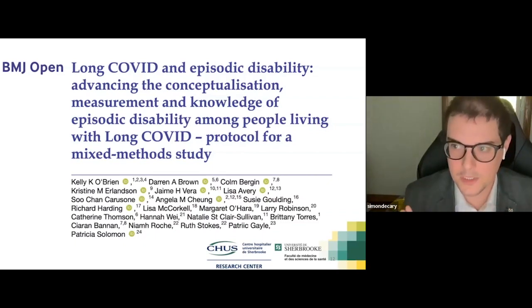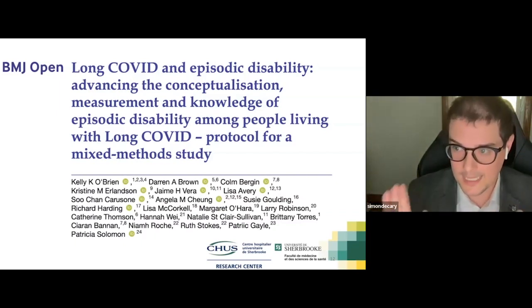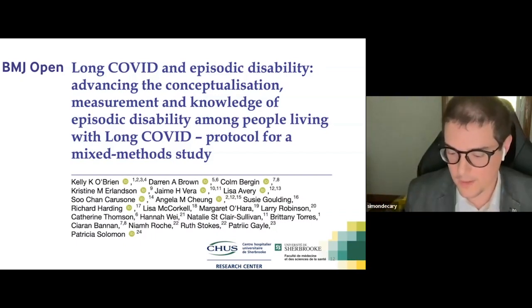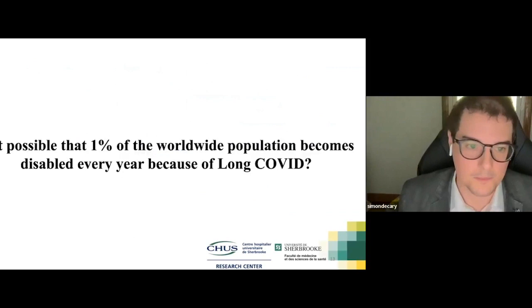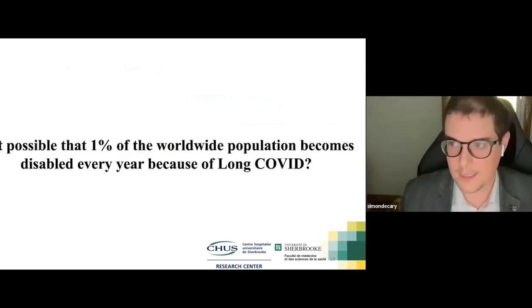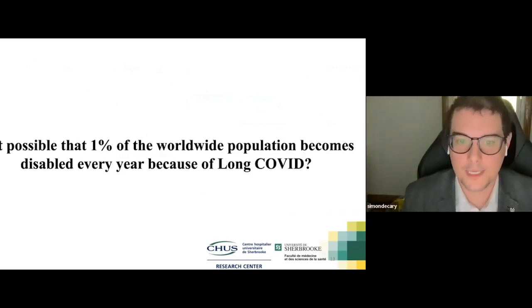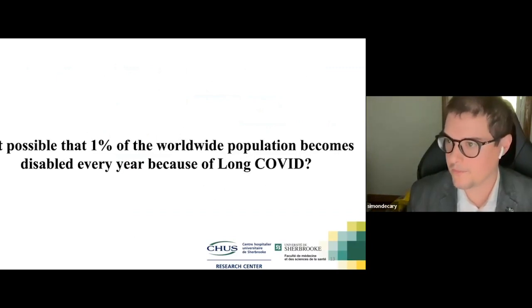This is an extrapolation. This is the first time I'm going to put this sentence out there, so we need to discuss. It's an extrapolation. That's not the actual number, but this is what I'm thinking about when I discuss with decision makers. Based on everything I just showed you, is it possible that 1% of the worldwide population may become disabled every year because of long COVID?